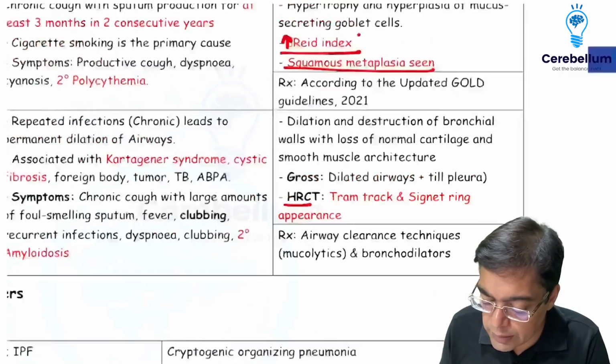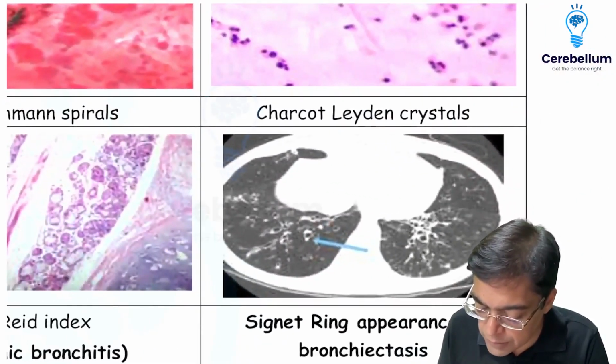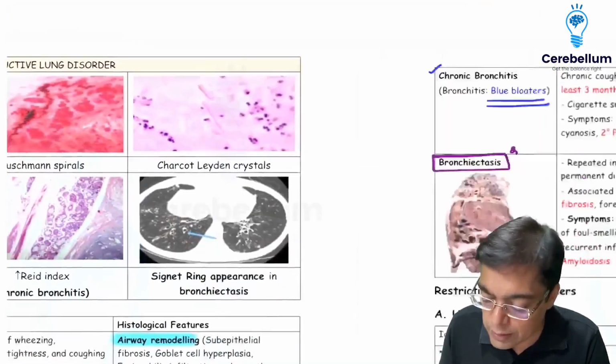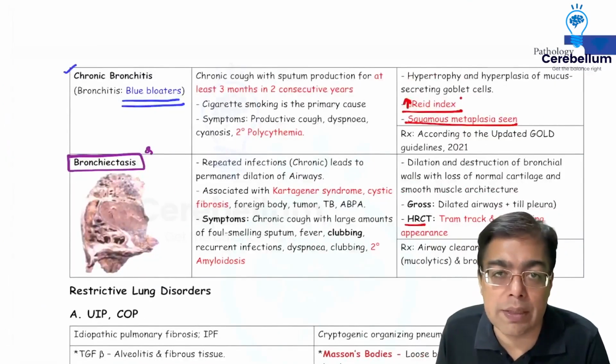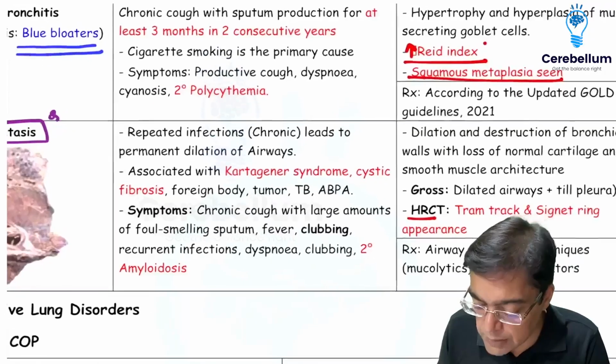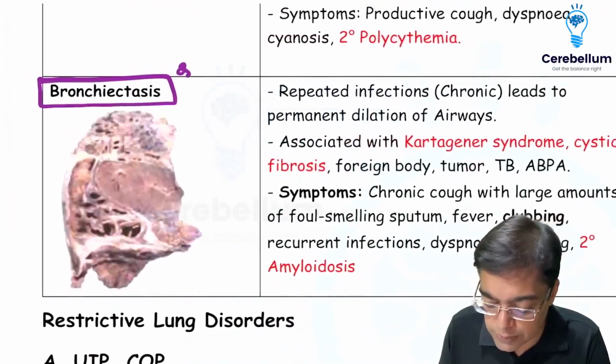What you're going to be getting in the high resolution CT scan is the patients are going to be having the presence of a tram track appearance, or they are going to be having an appearance that is being described by the name of the signet ring appearance. So signet ring vacuoles is what we talk about generally in context of the mucinous cancers, say for example the gastric adenocarcinoma, or for that matter the Krukenberg's tumor in case of ovary. But when you're talking about the signet ring appearance in context of radiological appearance over here, this is going to be seen as a feature of bronchiectasis.